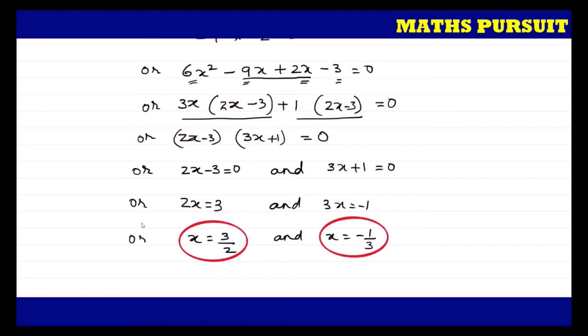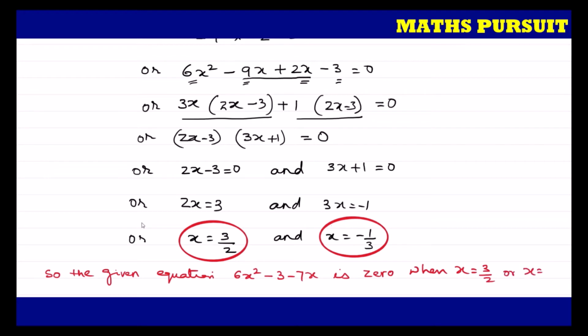We can write our concluding answer saying that the given equation, the original equation 6x to the power 2 minus 3 minus 7x is 0 when x is equal to 3 upon 2 or x is equal to minus 1 upon 3. Hope guys you understood till here.